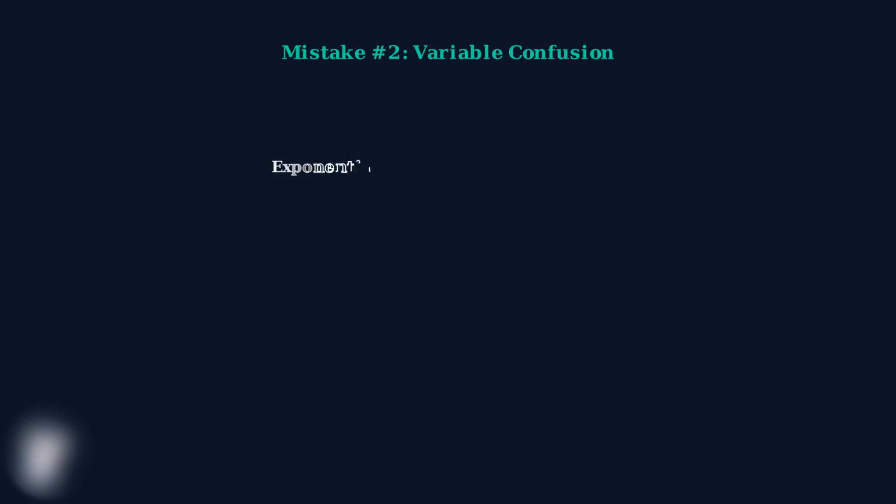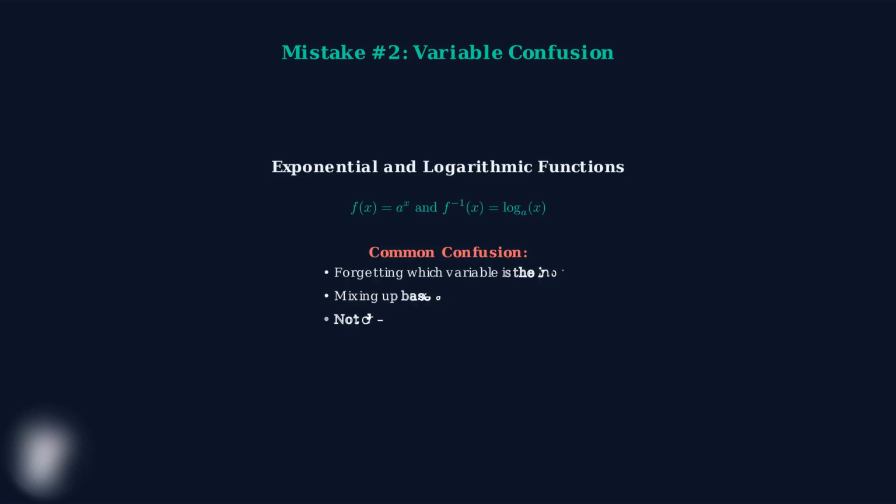Another common mistake occurs when working with exponential and logarithmic functions. Students often lose track of what their variables represent, especially when dealing with the inverse relationship between exponentials and logarithms. Let's work through an example with f of x equals 2 to the power of x. To find the inverse, we replace f of x with y, giving us y equals 2 to the x. Then we swap x and y to get x equals 2 to the y.